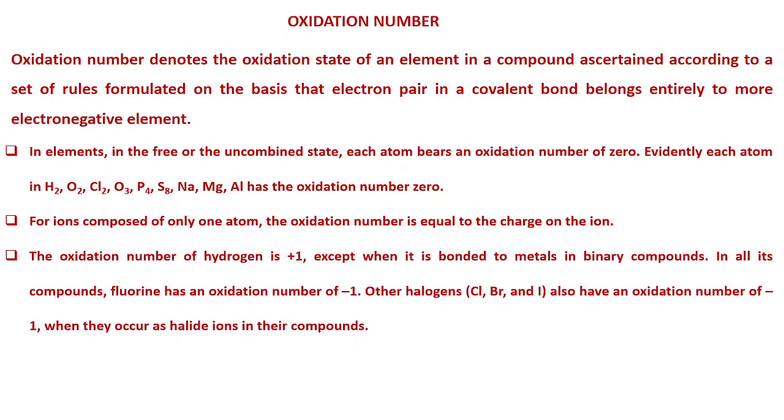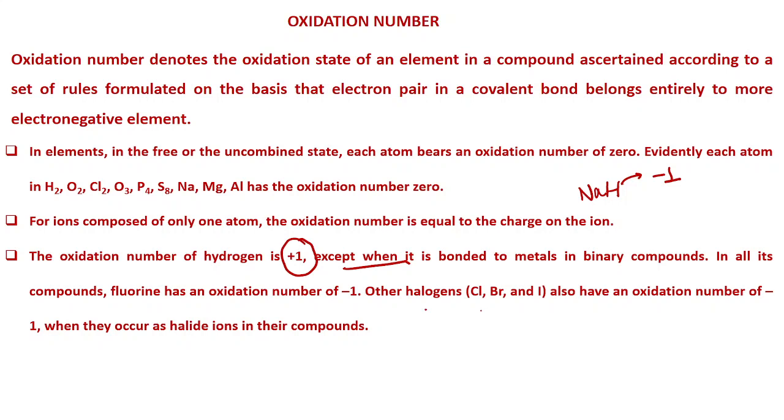Next, the oxidation number of hydrogen is always plus 1, except when it is bonded to metals in a binary compound. If hydrogen is bonded to a metal like NaH, then in that case the oxidation number may be minus 1, but in other cases hydrogen always has the oxidation number plus 1.